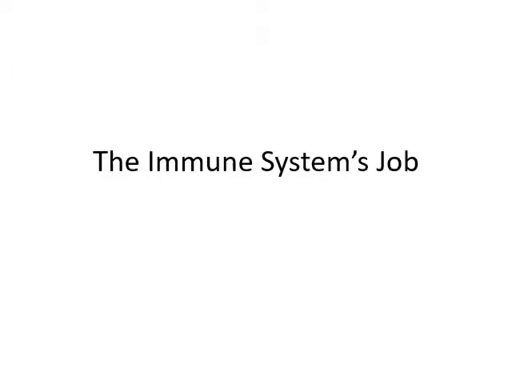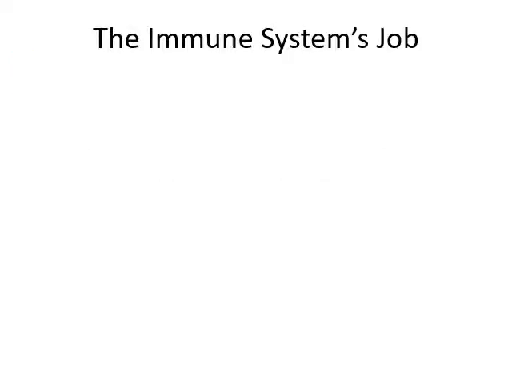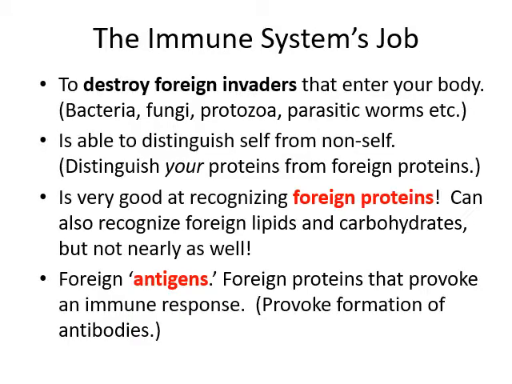All right, let's begin. What is the immune system's job? The immune system's job is to destroy foreign invaders that enter the body, including bacteria, fungi, protozoa. Protozoa are actually quite large unicellular eukaryotes. Parasitic worms like nematodes also invade your body, and if you're lucky, the immune system destroys them, provided that you have a functional immune system.